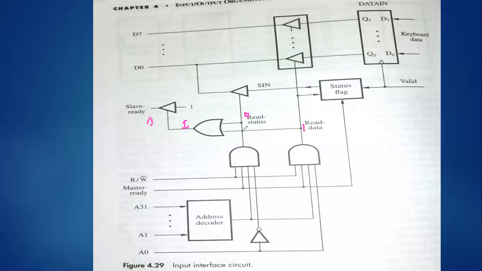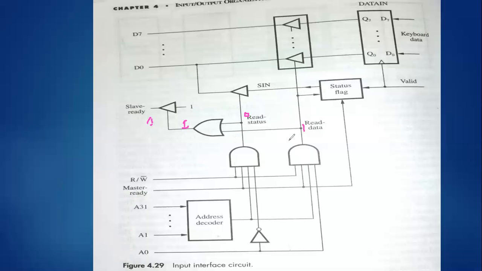Until the completion of the data transfer, from the beginning of reading the status until the completion of the data transfer, your slave ready signal will be active. Previously status was 1. Now status is 0 and read data will be 1 now.